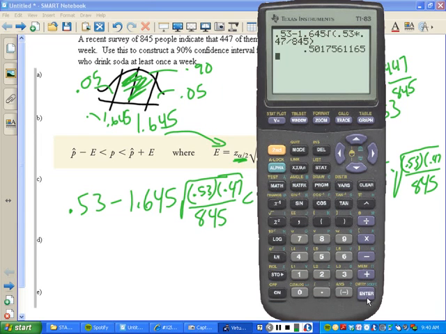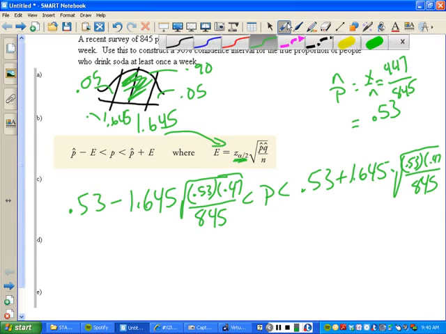Now that's the left-hand side. The left-hand side is 0.502.